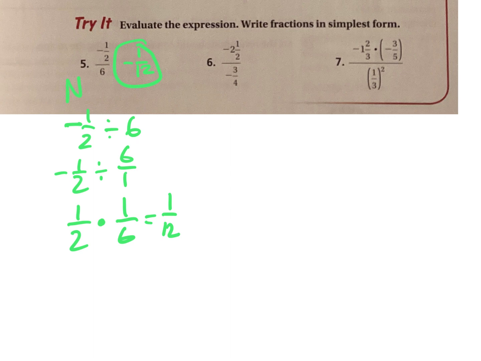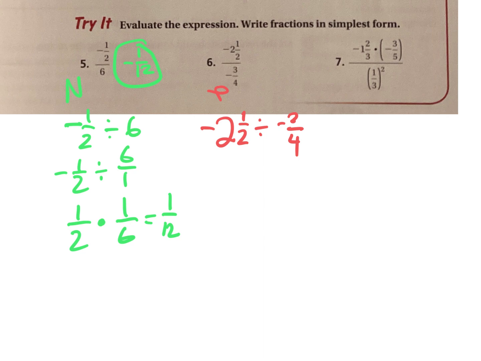Let's look at 6. Let's make this one red. I'm going to rewrite it: -2 and 1/2 divided by -3/4. It's a negative divided by a negative, so it's going to be a positive.